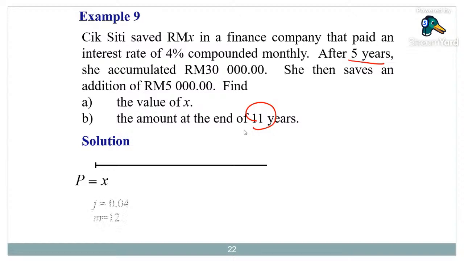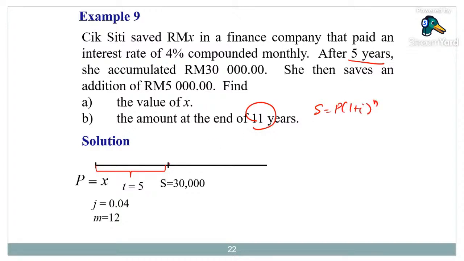And then kat sini compound, maksudnya dia compound interest lah. So J kita 0.04. Compounded monthly, so frekuensi kita 12 sebab setiap bulan. So 12 kali setahun. And then T kita dia kata after 5 years. So T after 5 years dia future value is 30,000. Okay, so sekarang ni kita boleh cari principal by using the S equal to P of 1 plus I to the power of N.